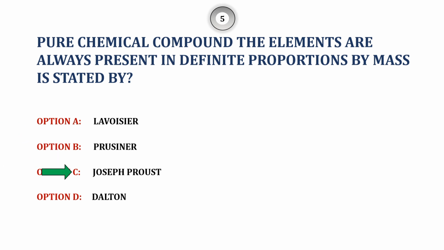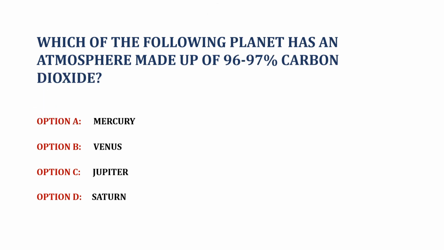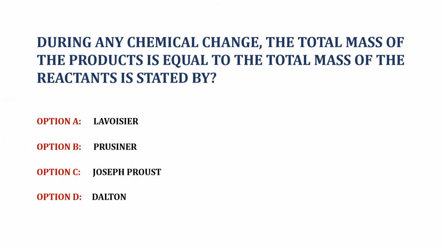Option C. Joseph Proust. Which of the following satellites has an atmosphere made up of 98% nitrogen? Option A. Titan. Which of the following planets has an atmosphere made up of 96 to 97% carbon dioxide? Option B. Venus. What is the pH level of acid rain? Option B, less than 5.6. During any chemical change, the total mass of the products is equal to the total mass of the reactants, is stated by... Option A, Lavoisier.